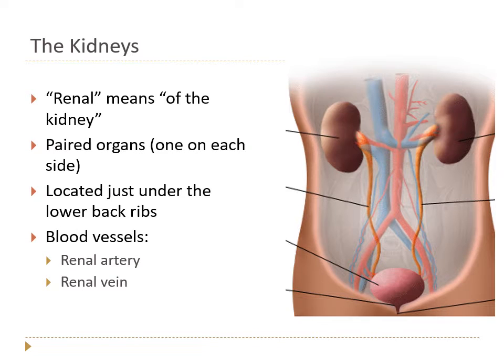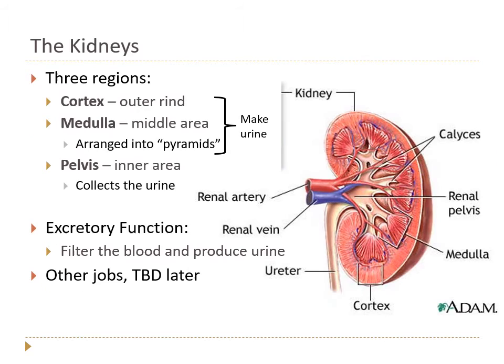Let's talk about it. A few basic terminology things here. Renal just means of the kidney, and our kidneys are paired, usually we have two, located just under the lower back ribs, your most inferior and posterior ribs, which is why punching someone in that area in boxing is illegal, right? Kidney punches, you're not supposed to do those. The blood vessels that bring blood to and fro are called the renal artery, which comes right off the abdominal aorta to each kidney, and the renal veins, which drain, of course, into the inferior vena cava.